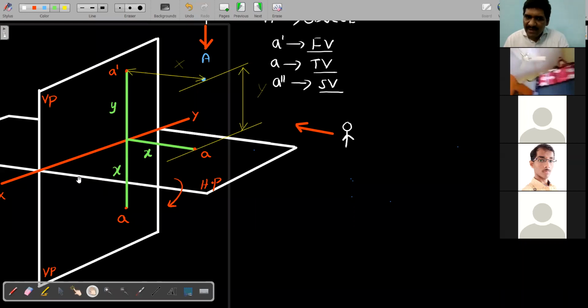After rotating, this horizontal plane is coming here. Therefore, now this will become the horizontal plane. Okay, so I will draw. Let me draw. I will explain once again.